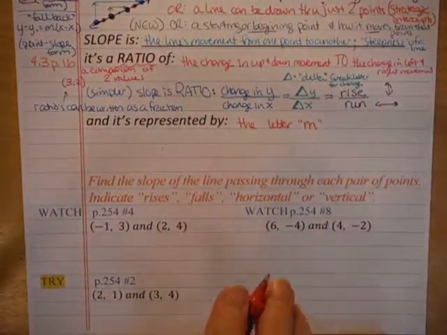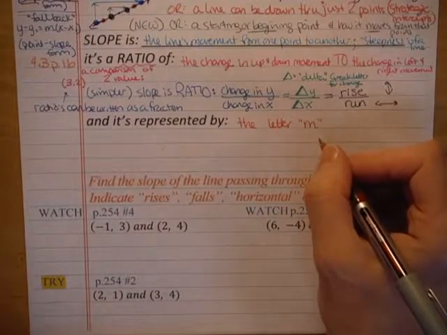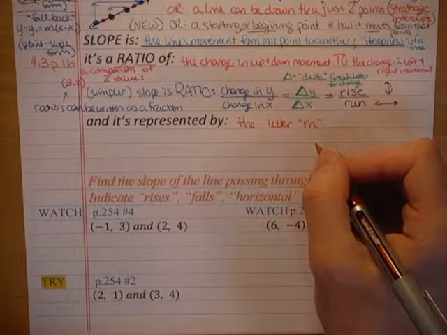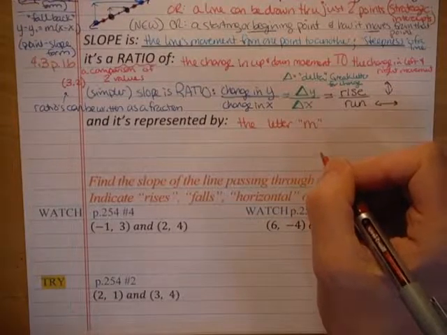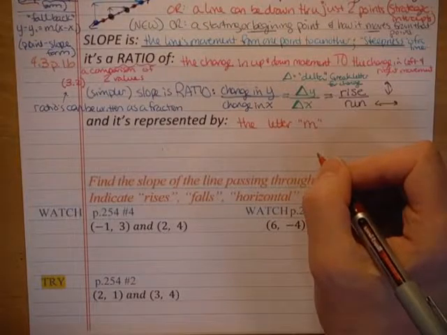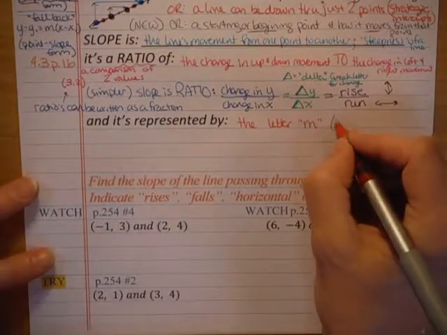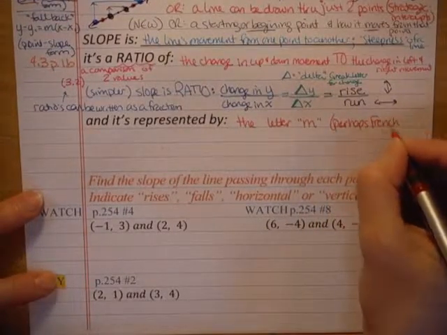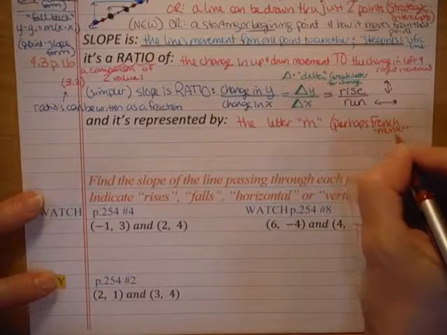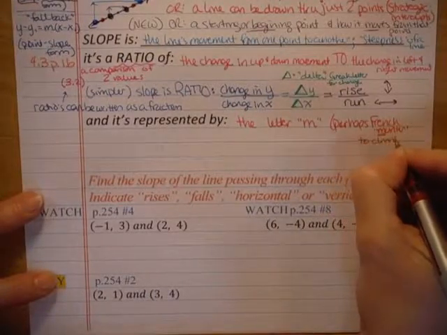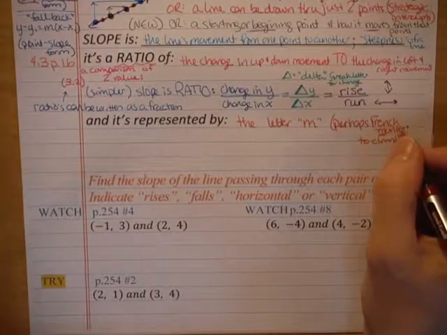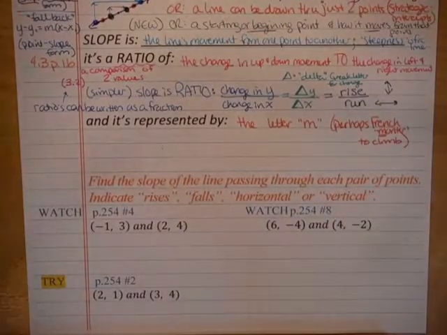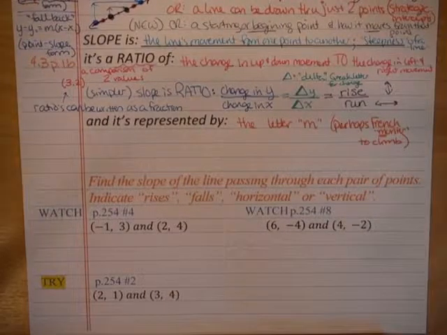Now, no one knows for sure why M was chosen originally as the letter to represent it. There's lots of theories out there, but there's no notes in anybody's math papers from long ago why they chose the letter M. There's some theories out there that perhaps it came from the French word monter, which means to climb. But again, we don't have any documentation for that. I like to think of it as M represents movement. Again, that's not originally where it came from, but it works pretty nicely for our purposes.